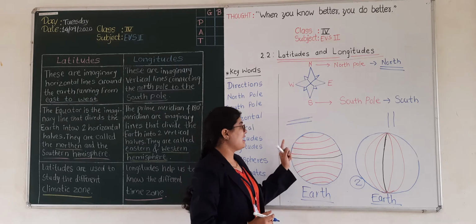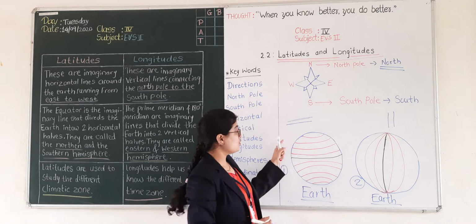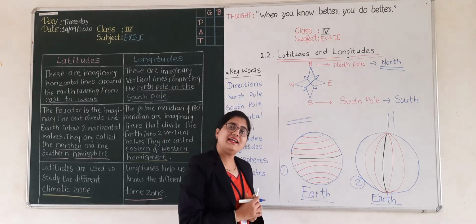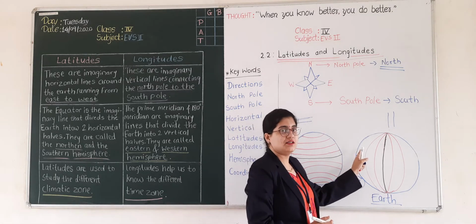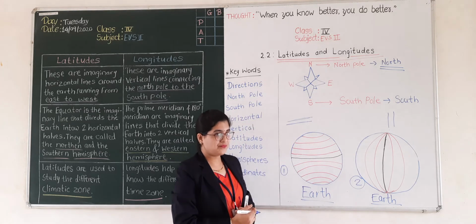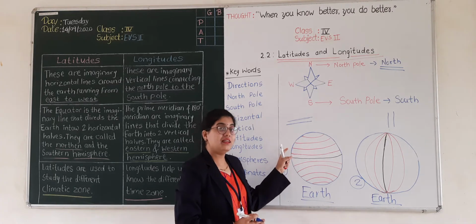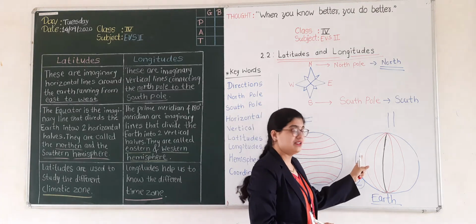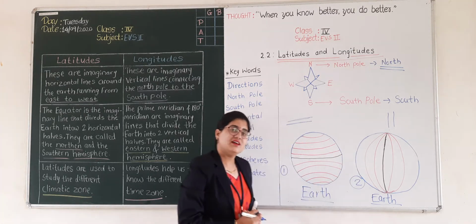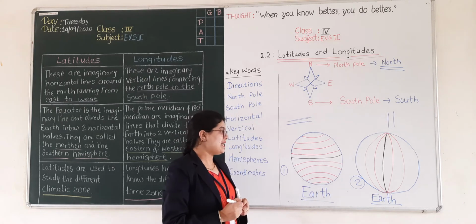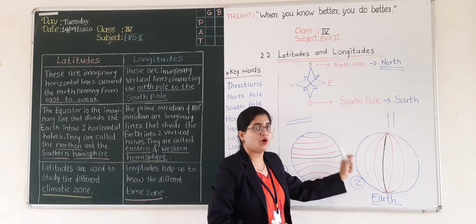Understood? These imaginary lines we have drawn on the earth. So these horizontal lines are called latitudes, and these vertical lines are called longitudes. Understood? Now let us read more about these latitudes and longitudes.